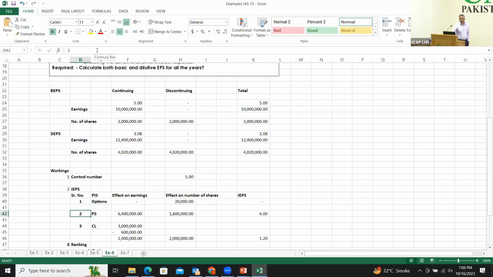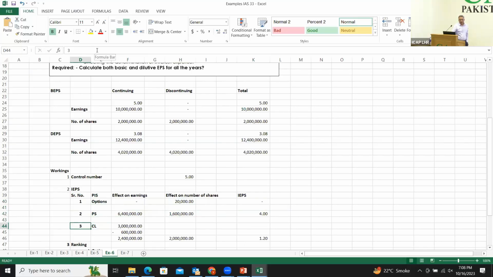Now we have preference shares. 6.4 million is the effect on earning because we are paying 8 per share dividend to the preference shareholders, and 1.6 million is the number of shares we are going to issue. So the incremental EPS is 4.